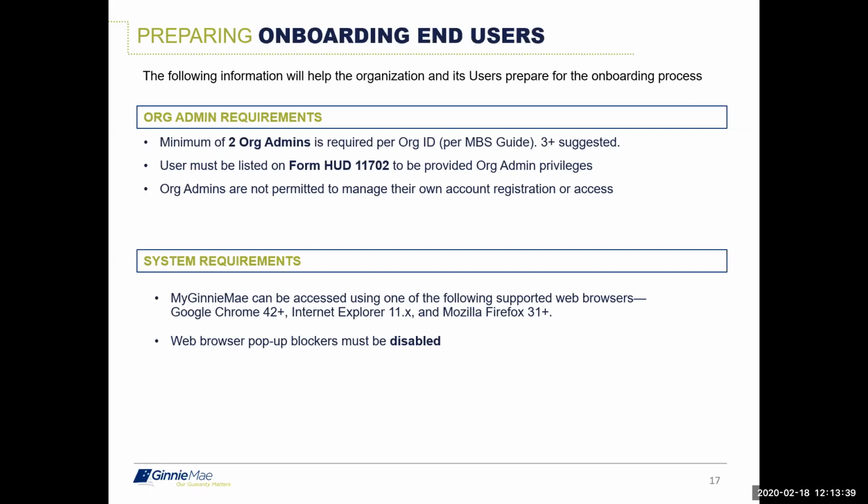So if you do need to add organization administrators who are not already listed on the HUD 11702, that's your board resolution, please make sure you get that updated. You can reach out to our Ginnie Mae customer support team for more information and assistance, but you are going to have to update that 11702. And then just remember that org admins are not permitted to manage their own user accounts. The system will prohibit it, you won't even be able to attempt that. So if you are an org admin that needs to conduct business on behalf of your organization as an end user, please also make sure that there are 2 other organization administrators available to request that access on your behalf.